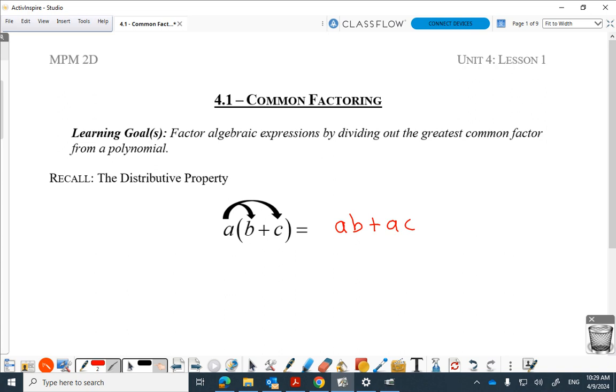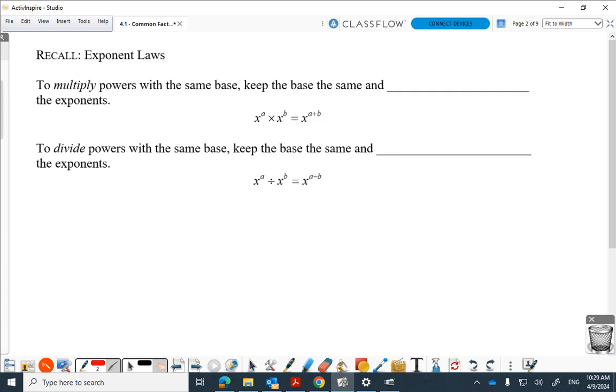So, just a reminder about exponent laws though. To multiply powers with the same base, keep the same base, and add the exponents. So when you're multiplying things that are powers, we keep the base the same and add the exponents. And if you're dividing powers with the same base, keep the base the same, but subtract the exponents. This is not magic, friends.